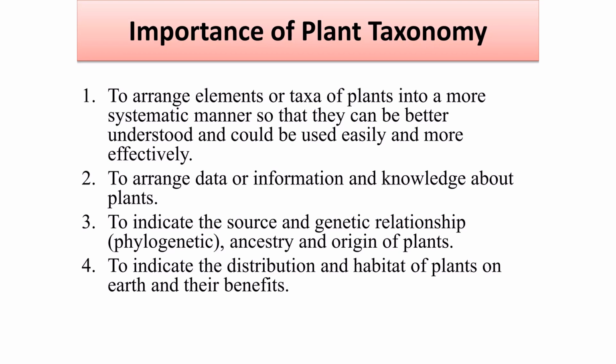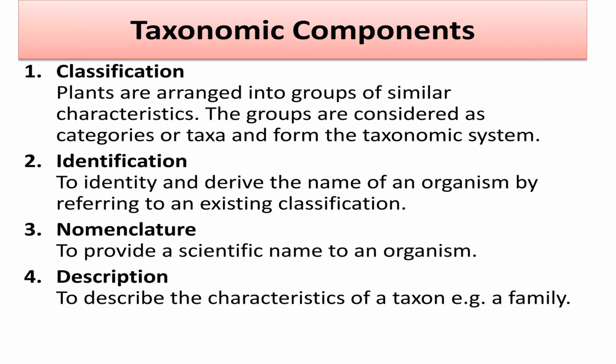Then, to arrange data or information and knowledge about plants. Then it indicates the source and genetic relationship, ancestry and origin of plants. Then to indicate the distribution and habitat of plants on earth and their benefits. Where it is growing, where all it is occurring, all the details should be given. So everything will be given from the taxonomical point of view for the particular plant.